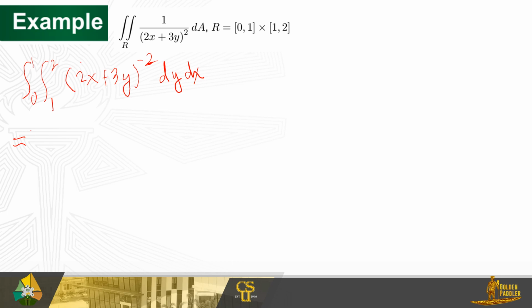So that means this 2x is just a constant. So it becomes the integral from 0 to 1. Okay, so we have 2x plus 3y.